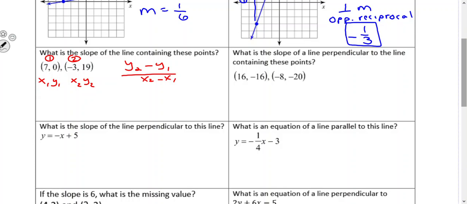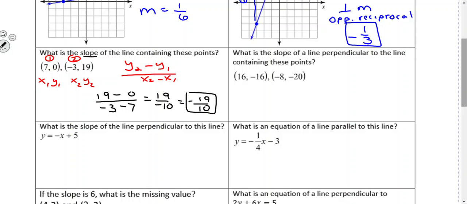Okay, let's plug our numbers into our formula, and we would get y2 is 19 minus, from the formula, y1 is 0, over x2 is negative 3, and x1 is 7, so minus 7. We then simplify that, and we get 19 over negative 10, which we can show as negative 19 over 10. It's just asking us for the slope, not the perpendicular slope, so our answer is negative 19 over 10.